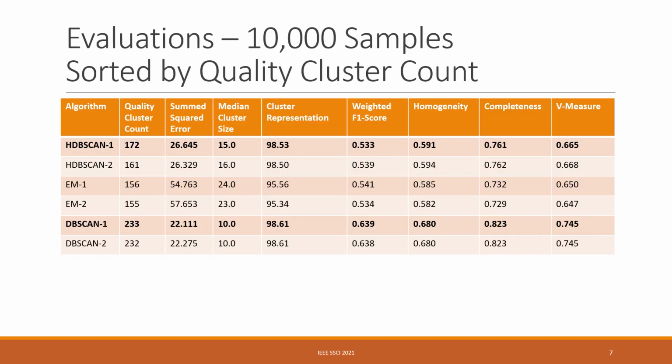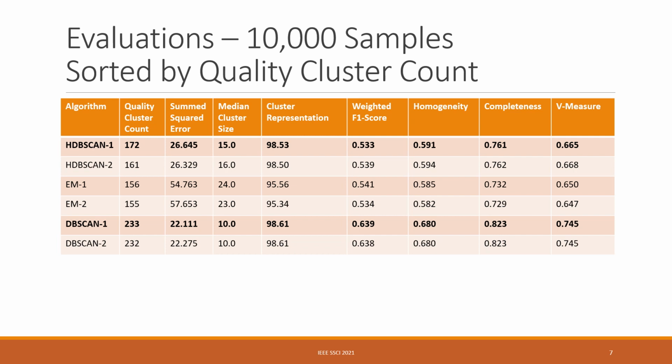For this work, we scale up to 10,000 malware samples. And here in this table, we can see the clustering results of our top 2 individuals for each clustering algorithm, sorted by quality cluster count. We highlight DBScan and HDBScan here. And we use DBScan as a bit of a benchmark for our 2 new clustering algorithms that are being employed, as DBScan was one of the top performing algorithms in our previous work with Cougar.